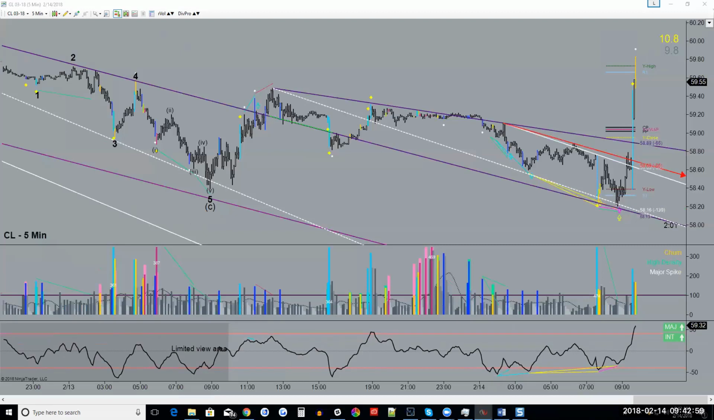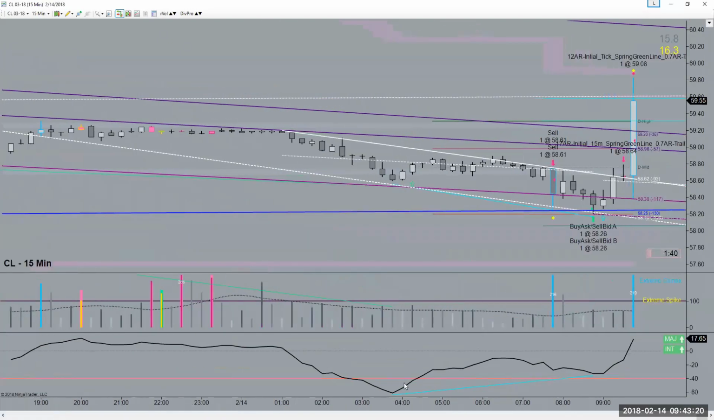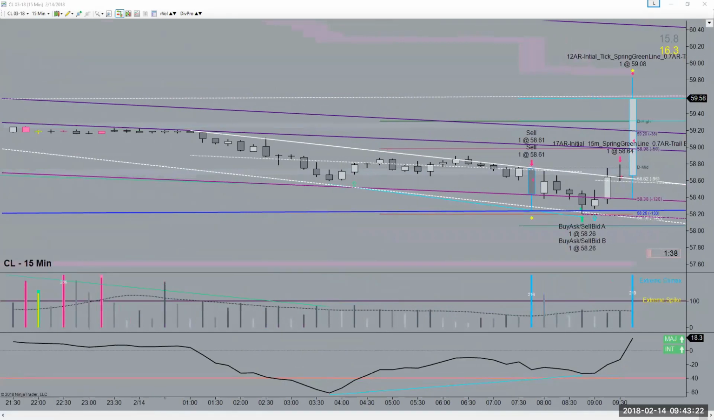Hopefully we do get a pullback. It'd be nice if it pulled back to that channel one more time, 5907s. I don't think that's going to happen though. It doubled that, you're on your 5-minute. Sorry, I made it to the average daily range high just now. So I got out of one here, got out of the other one right there.